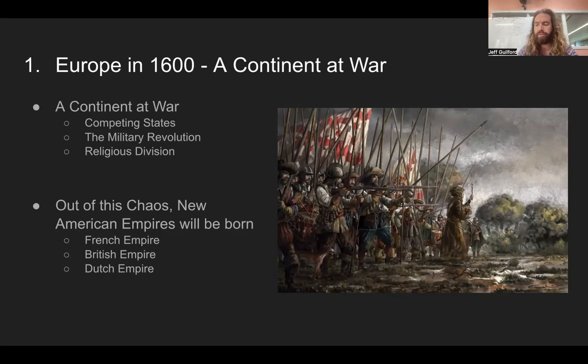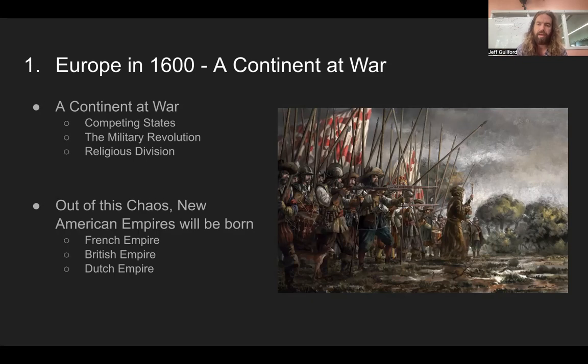There's a bunch of important results that happen from these wars. But probably the most important result for our purposes in this class, which after all is American history, is the emergence of 3 new important colonial empires: the French Empire, the British Empire, and the Dutch Empire. So we're going to go through and we're going to look a little bit more closely at these 3 big causes for war, and then we'll stop and think about how these factors help to motivate the creation of new colonial empires.